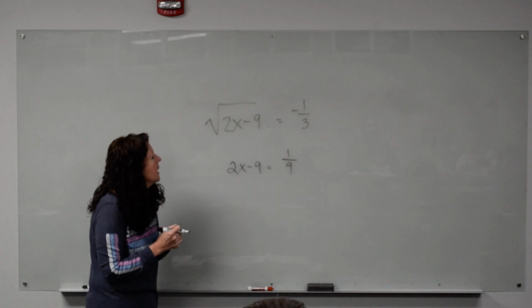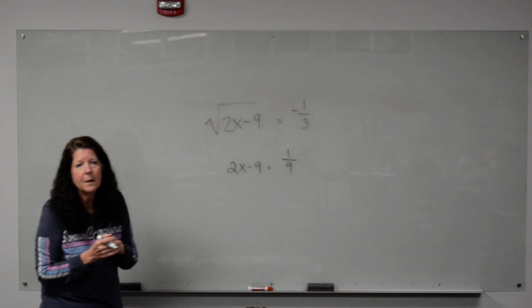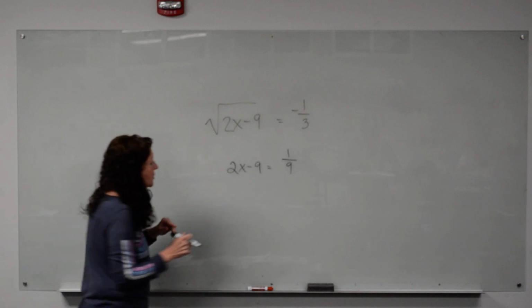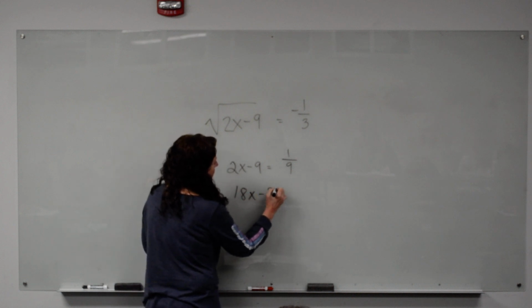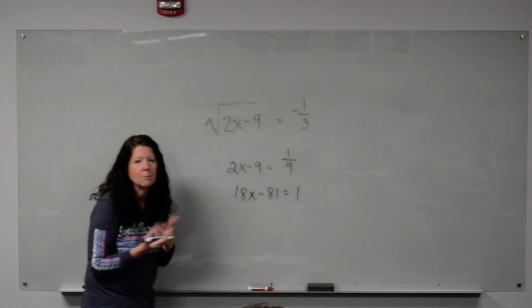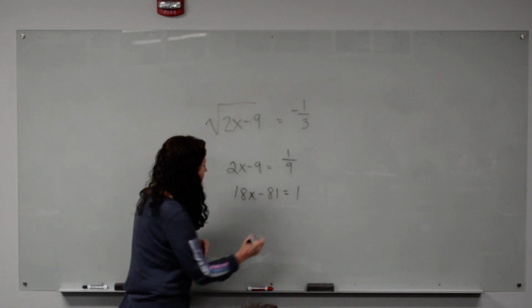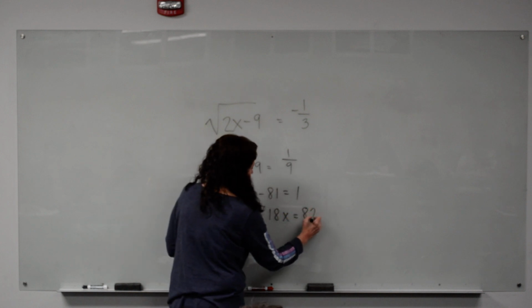Now, if you guys are really opposed to fractions, I can multiply through and get rid of that fraction. So I multiply everything by 9 and the fraction goes away. So that's 18x minus 81 equals 1. I'm going to add the 81, so I have 18x equals 82.